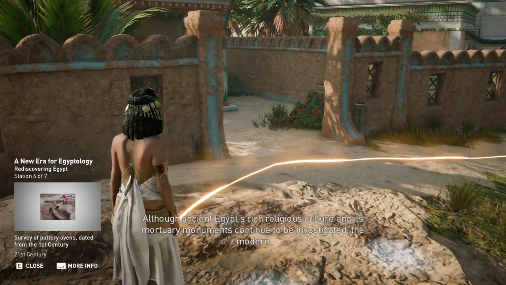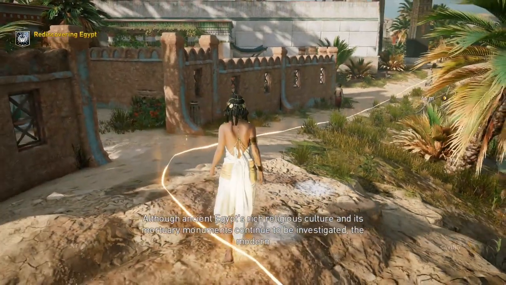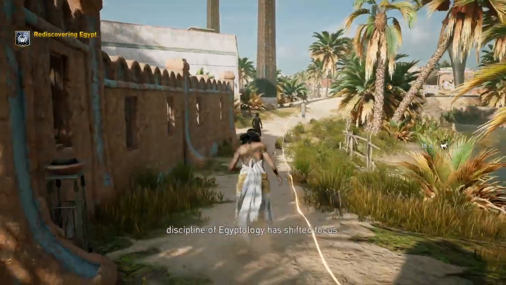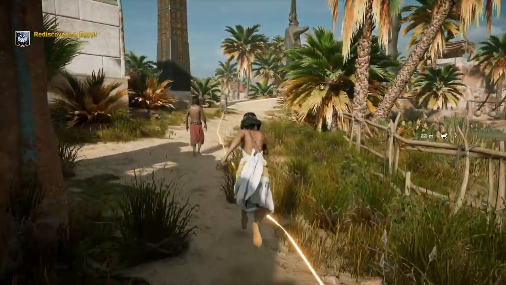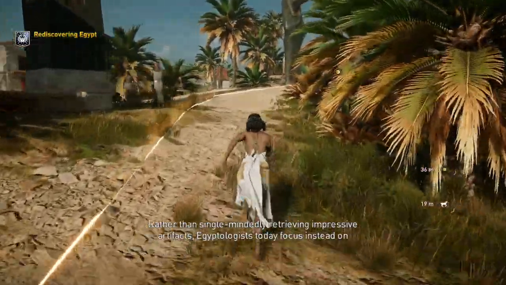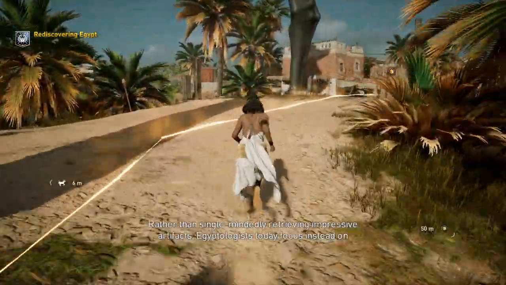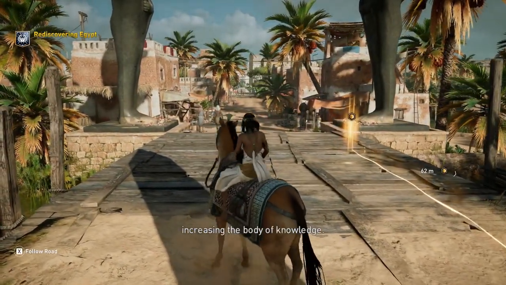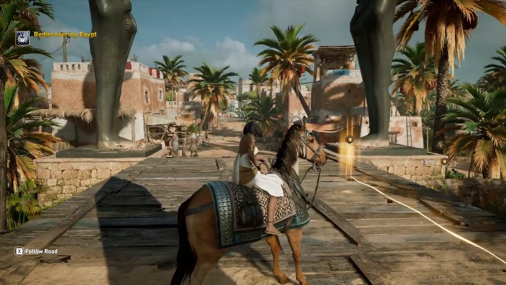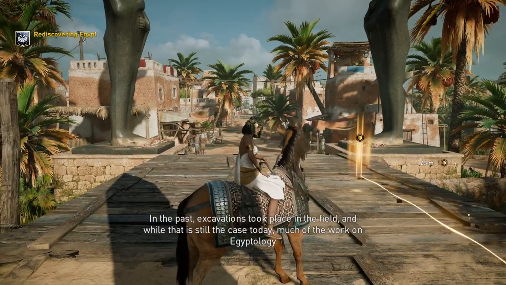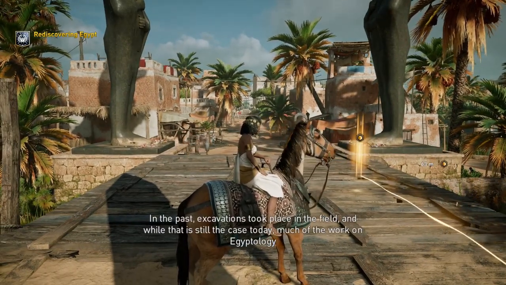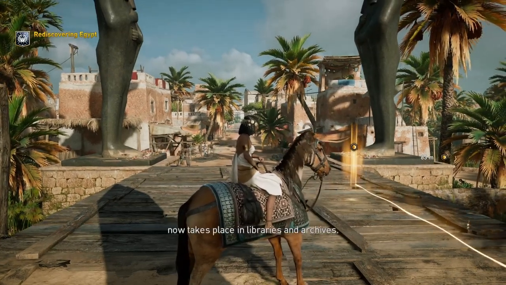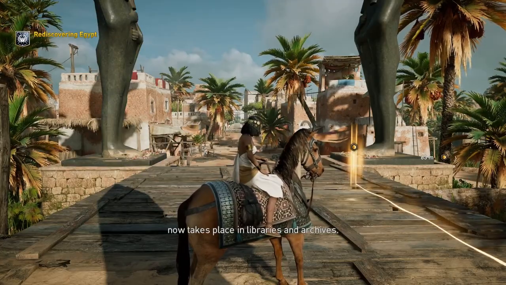Although ancient Egypt's rich religious culture and its mortuary monuments continue to be investigated, the modern discipline of Egyptology has shifted focus. Rather than single-mindedly retrieving impressive artifacts, Egyptologists today focus instead on increasing the body of knowledge. In the past, excavations took place in the field. And while that is still the case today, much of the work on Egyptology now takes place in libraries and archives.